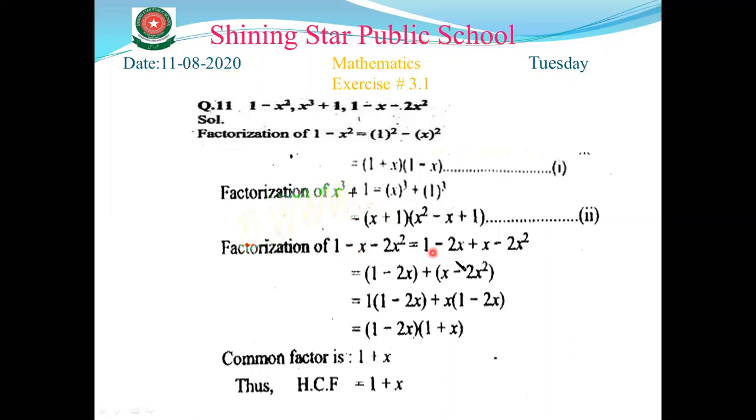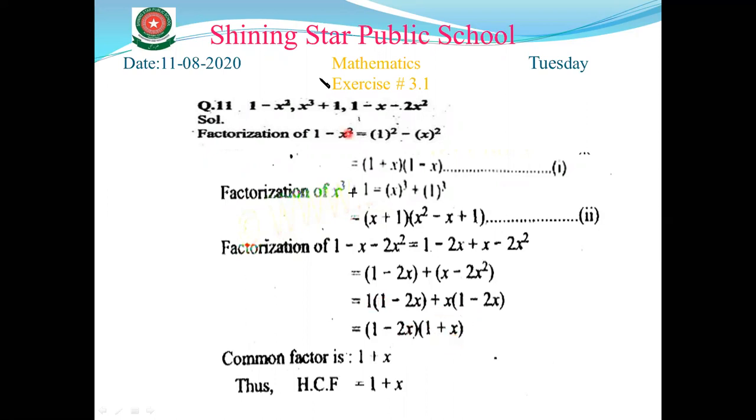Now from the first two terms, we take the common 1, so it becomes 1 minus 2x, and from these two terms, x minus 2x square, we take the common x, so it becomes 1 minus 2x. Both brackets are the same. It means our question will be right. Now 1 minus 2x and here is 1 minus 2x, so 1 minus 2x is common between these two terms. So we take the common 1 minus 2x, and we get here 1 plus x.